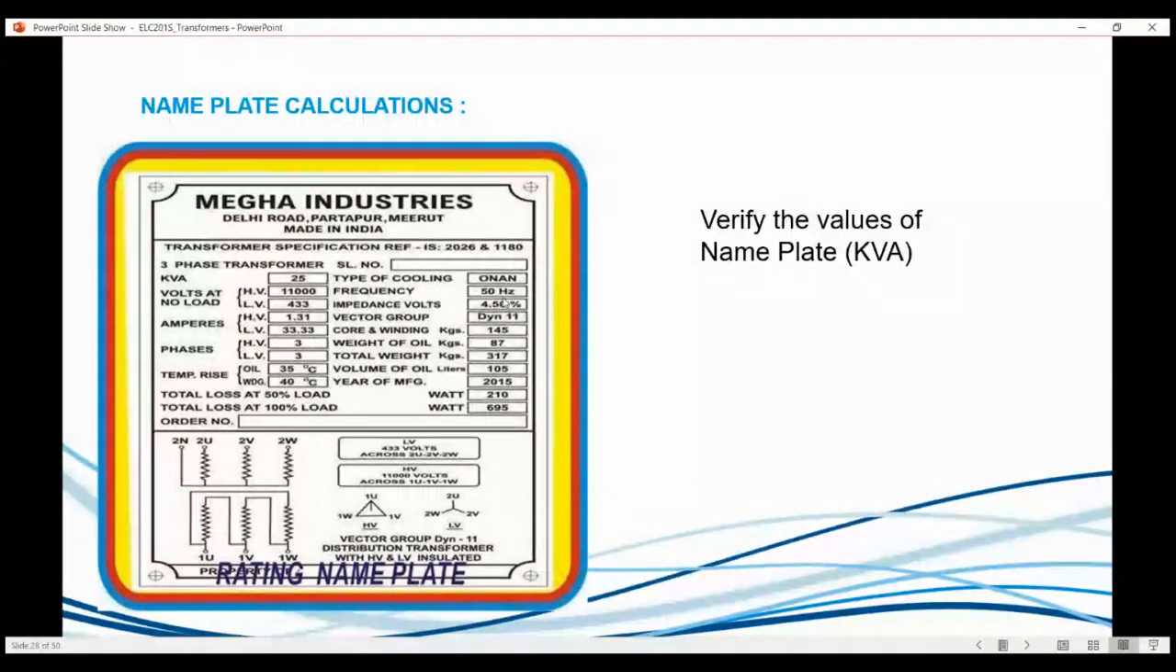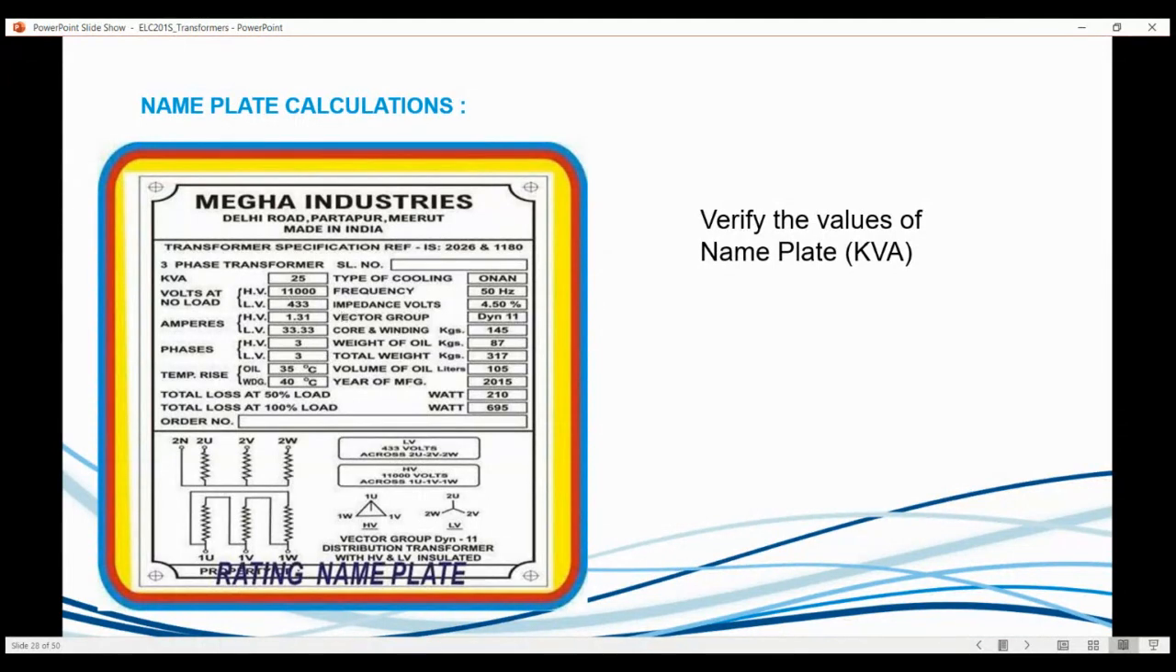Furthermore, they give you the frequency, obviously. The impedance volts, which you will become familiar with later. And obviously they give the rating of the transformer, and the rating is 25 kVA. So what I wanted you guys to do was basically verify these values over here.